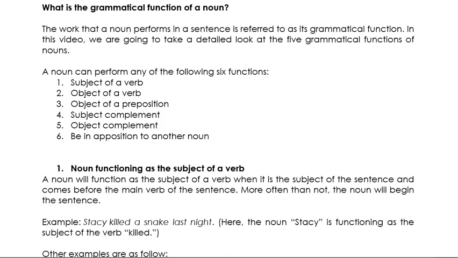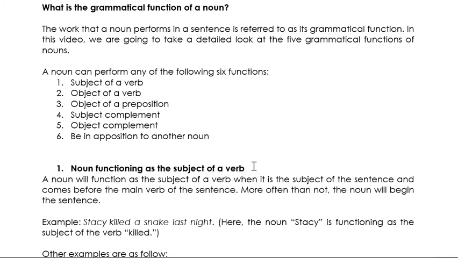Subject of a verb, object of a verb, object of a preposition, subject complement, object complement, and apposition to another noun. So we're going to look at these 6 functions of a noun to help deepen our understanding of what a noun is. Let's begin with the first one, noun functioning as a subject of a verb.